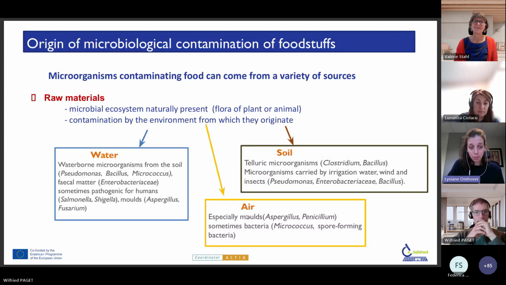or Shigella, for example. You can also, air is the main source of molds, for example Aspergillus or Penicillium. And sometimes bacteria can be brought by the air, with Micrococcus or spore-forming bacteria. And the third source of raw materials is the soil, which can bring telluric microorganisms or microorganisms carried by irrigation water, wind, and insects.